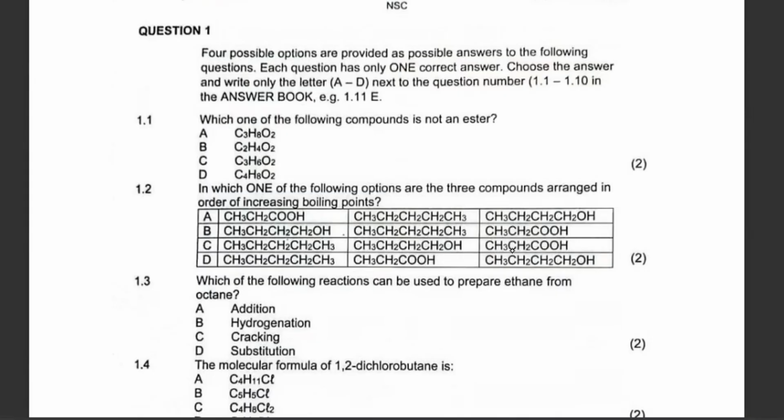So the first question is saying, which one of the following compounds is not an ester? So you need to look at what an ester has. Let's just give an example, if you don't know the formula: CH3CH2COOCH2CH3. So just an example, something like that. That is an example of an ester.